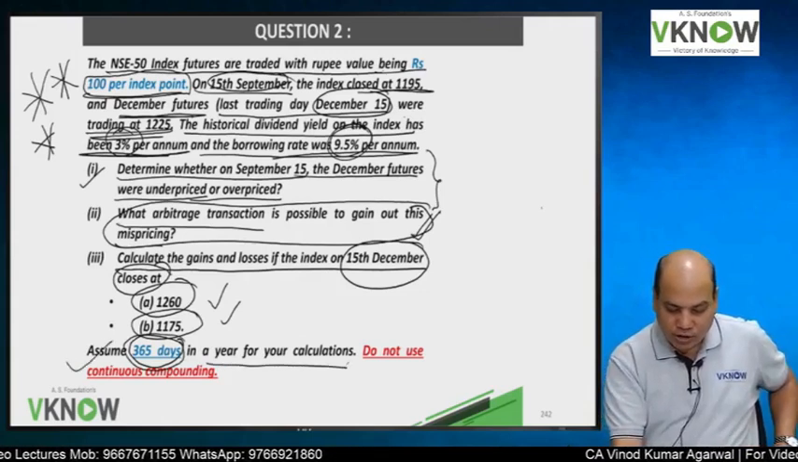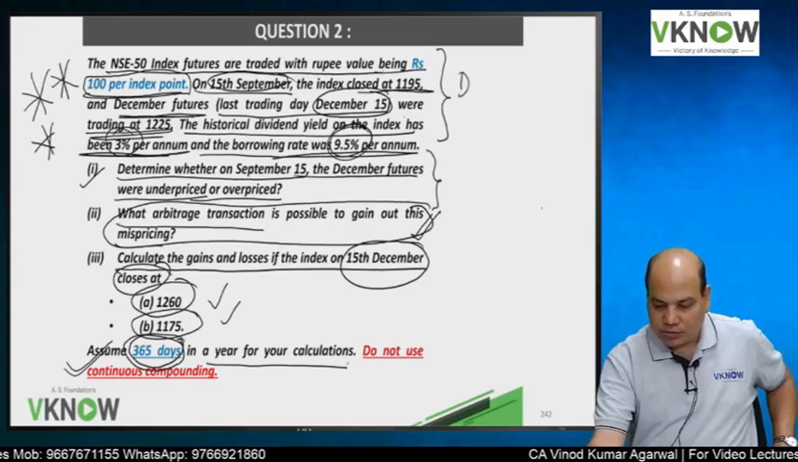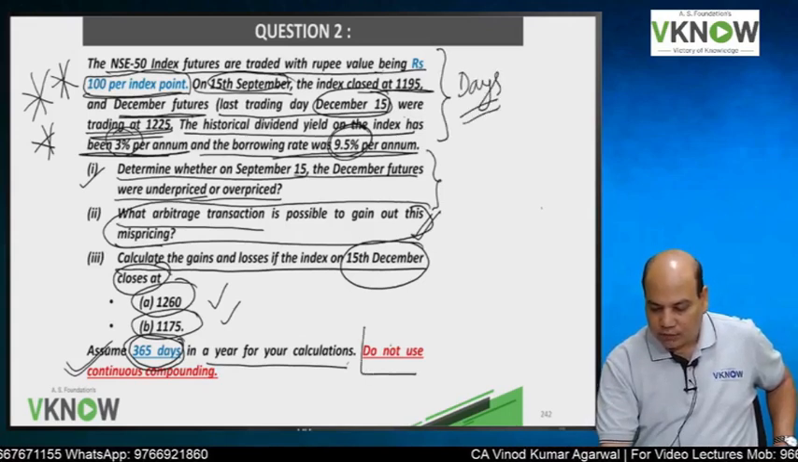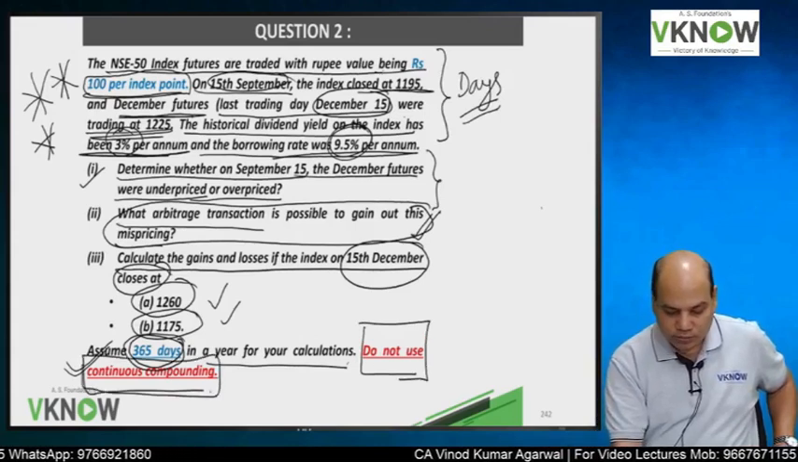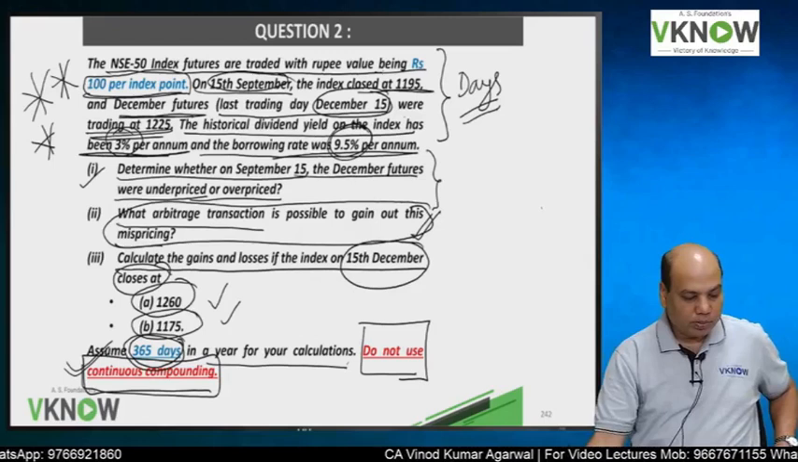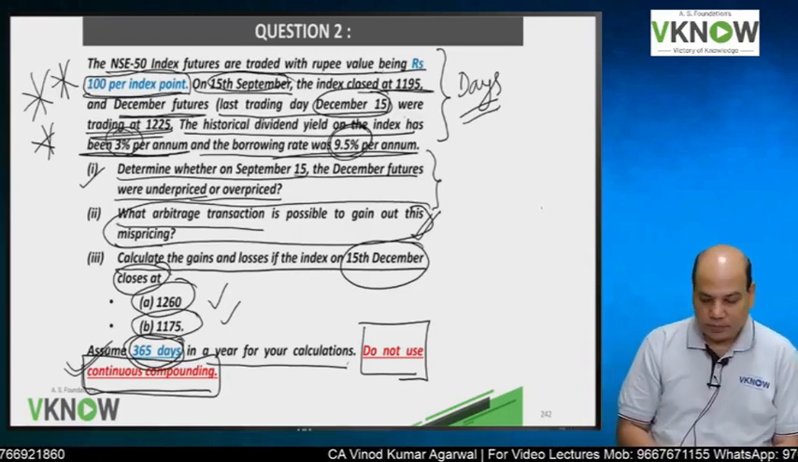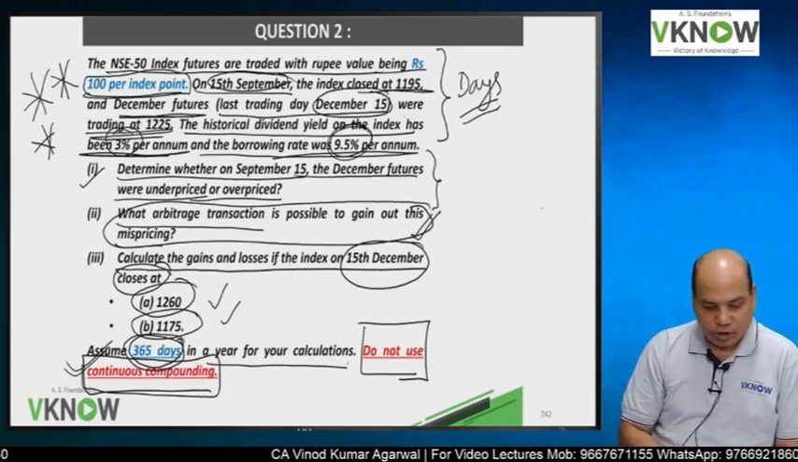When they are mentioning this line, it means the calculation this time will be in days, not months. And add one more line from my side. Do not use continuous compounding. Everybody please write down: do not use continuous compounding. Such questions are asked in the exam for 8 marks.